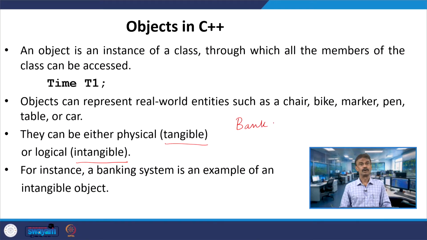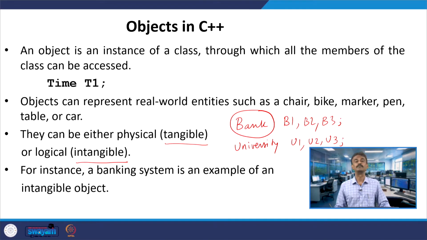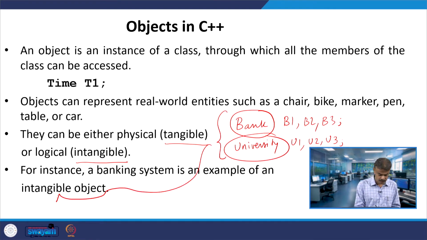So, what do we mean by intangible objects? A banking system. Assume that I have a bank class, under which I have some objects B1, B2, B3, etc. Now I call this bank an intangible object. Similarly, institutes or a university. I have U1, U2, U3. U1, U2, U3 are the objects and university is a class. These are all considered intangible objects. This is the difference between tangible objects and intangible objects.